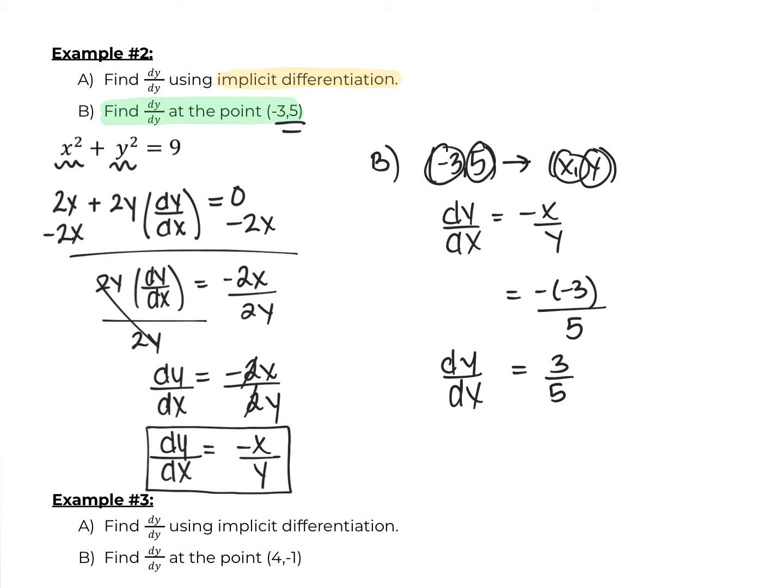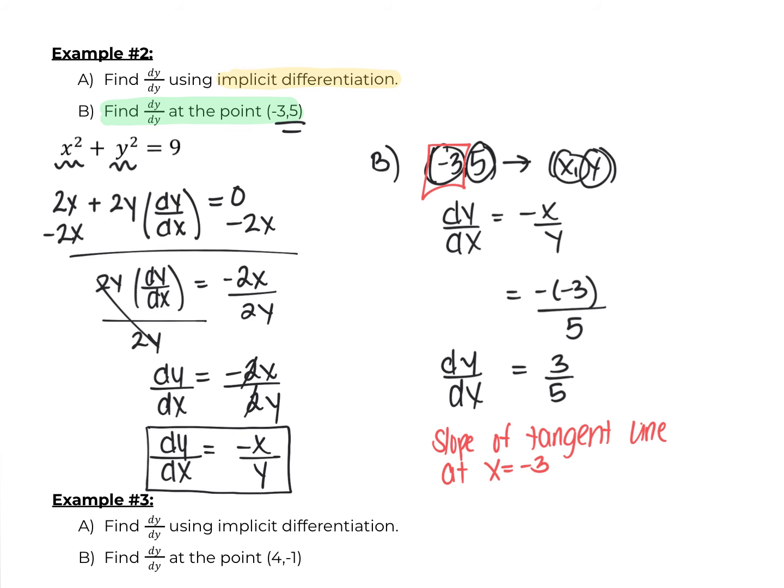So if we remember, dy over dx is my derivative. So this is my derivative, or my slope of the tangent line at x equals negative 3, right? That's the x value of the point. So slope of the tangent line at x equals negative 3.